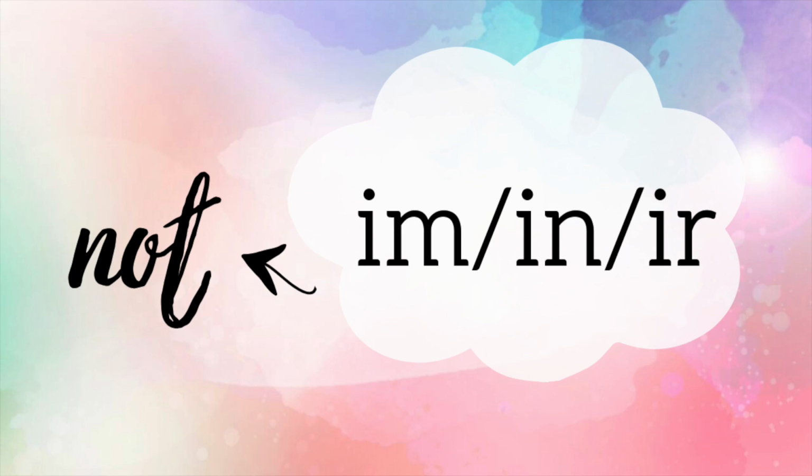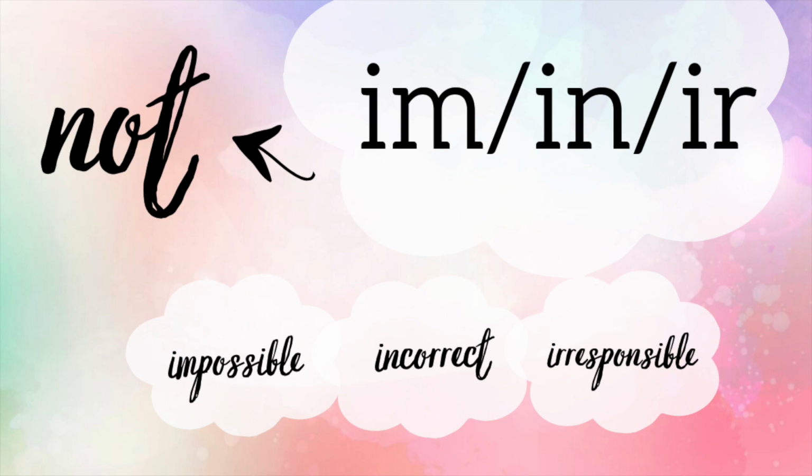And then you have in, im, and ir. So this also means not. For example, impossible, incorrect, and irresponsible. So im, in, and ir all mean not possible, not correct, and not responsible. You see where I'm going with this? So if you know the word responsible, for example, and then you see the word irresponsible, it will help you understand the word because you know now that it is not.